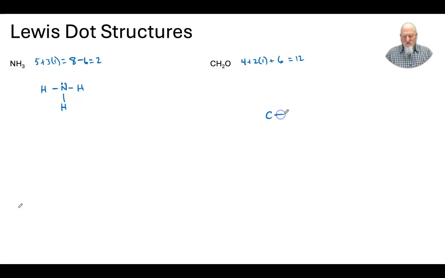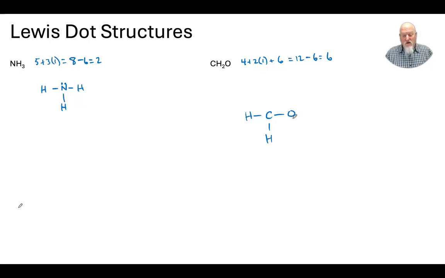Draw the skeletal structure. Carbon, oxygen, hydrogen, hydrogen. Okay. Carbon central, everything's bonded to it. Skeletal structure shows the central atom with 1 bond to each atom. Just like that. That took 6 electrons. So we have 6 left. Okay? Hydrogens are done. They get 1 bond and that's it.